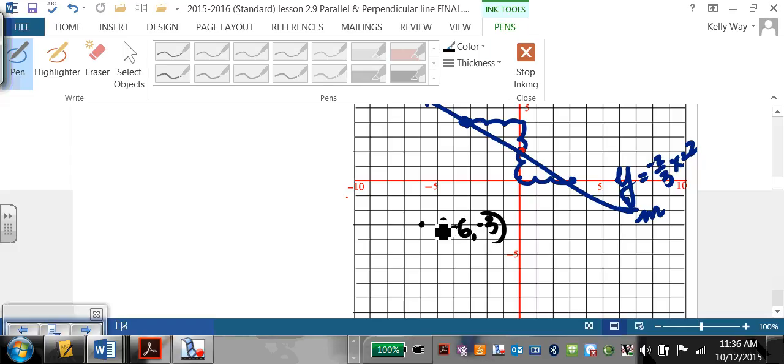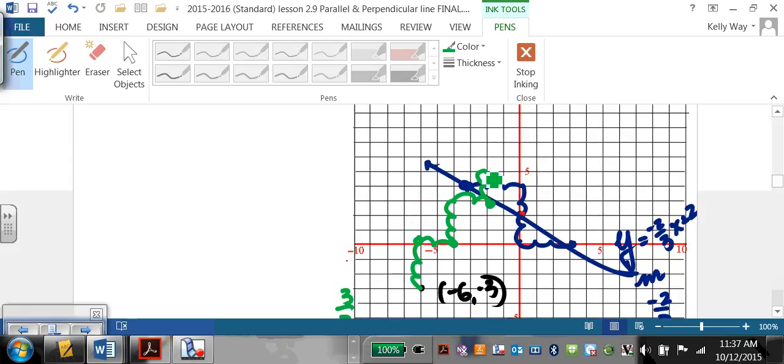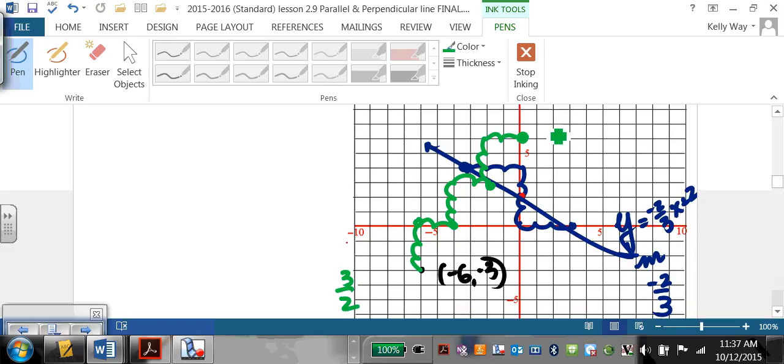-6, -3. Now, our slope of M is -2/3. So the slope of P is the switch and flip. So it's going to be 3 over 2. You okay with what I just did? So from that point, count that slope out a couple times. And graph your line. That's P.